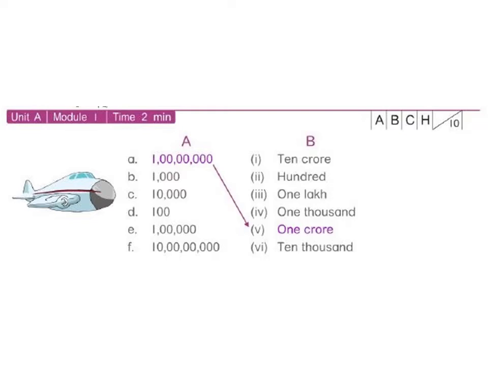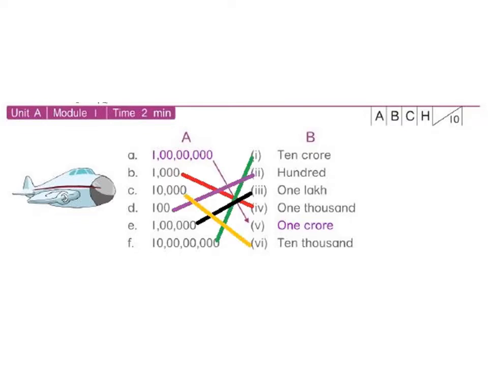You can note down the answers like this, or let me show you the answers actually. So here are the answers. Number B 1000, number C 10,000, number D 100, number E is 1 lakh, and number F will be 10 crore. Let us move on to some other problems now.